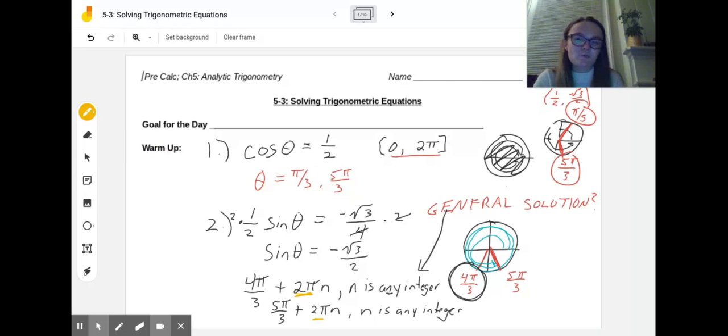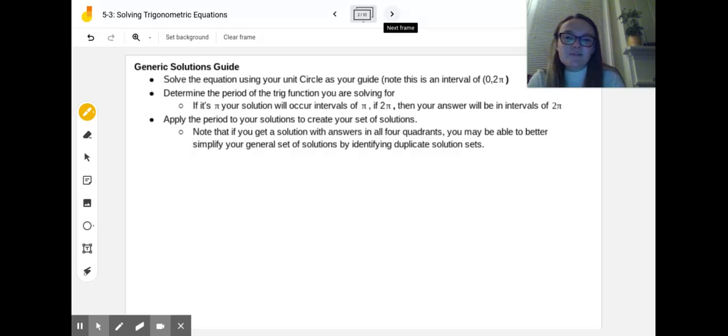If I solve an equation with a tangent or a cotangent, I'm going to add that period times n to my solution. So if it's pi, your solution should occur in intervals of pi. And if it's 2 pi, it's going to occur in intervals of 2 pi. So remember that cosine, sine, cosecant, and secant all have periods of 2 pi, while cotangent and tangent have periods of pi. After that, you're going to apply the period to your solution to create a set of all solutions.